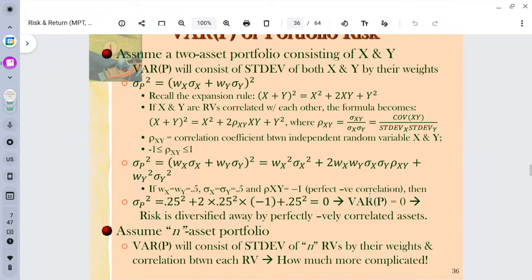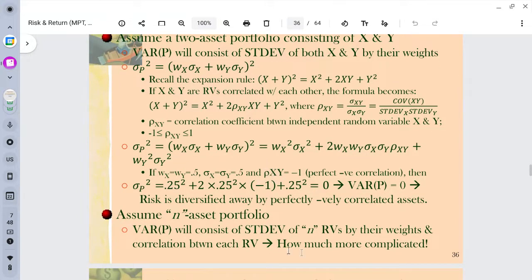That means what? The variance of the portfolio will be 0. Under this condition, if they are perfectly negatively correlated, right? Weights are both 50-50. Standard deviation of both are 0.5. Now, under those circumstances, the variance is 0.